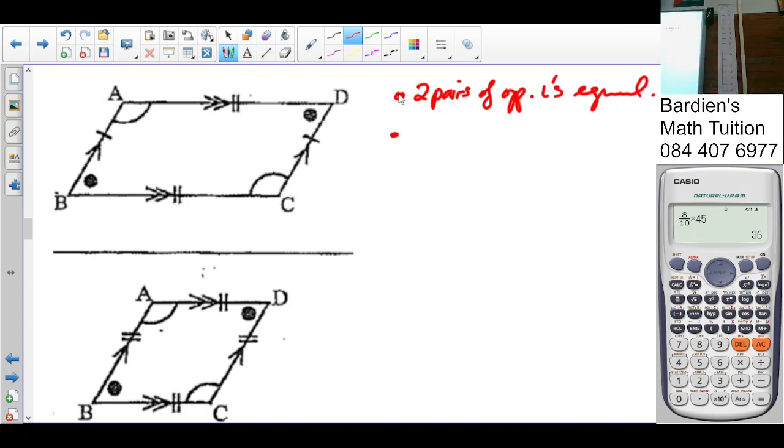So we know that 2 pairs of opposite sides are parallel. That's the second one. There's another one. And you can see it on the diagram here. What's the third one? Use your glasses.